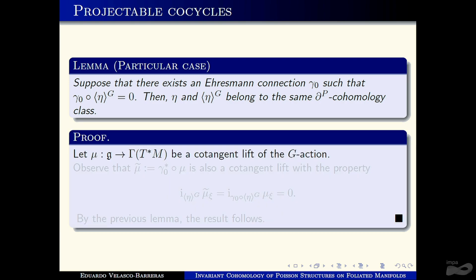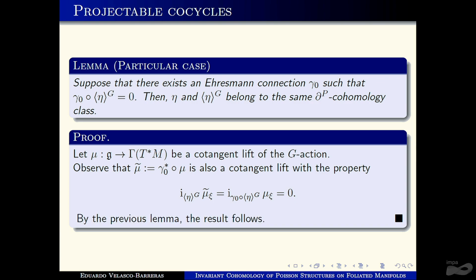And to see this, we start with any cotangent lift, but then we observe that the composition of the cotangent lift with the dual map of the Ehresmann connection is another cotangent lift. But this cotangent lift has the following additional property: this insertion, by definition, by hypothesis, is zero. And since this is zero, in particular, it is Casimir valued, and then we have, by the previous lemma, the desired property, and both cocycles belong to the same cohomology class.